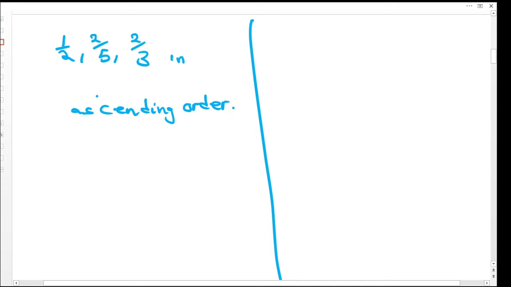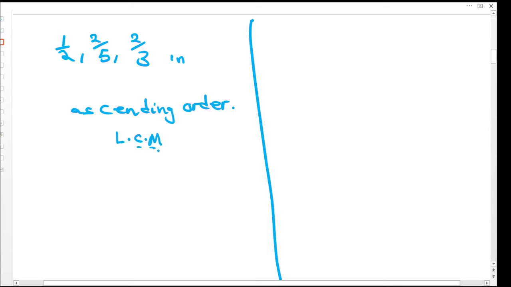Now, because they are parts of wholes, we don't know which one is the biggest and which one is the smallest. So what we are going to do, we can use the idea of equivalent fractions, or we can arrange them using the lowest common multiple from numeracy. That was our first topic. LCM stands for lowest common multiple.